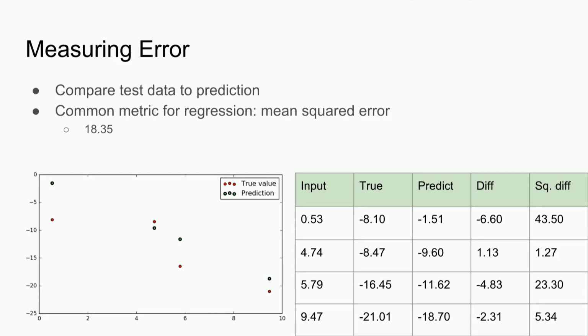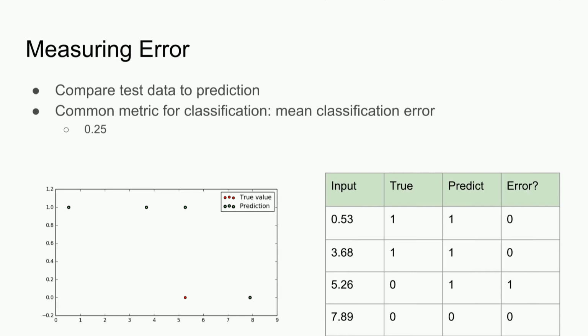One common metric for regression problems is mean squared error. I've drawn a little example up here with some true data and then our predictions. And basically what you do here is you subtract the true value and the predicted value, and then you square that number, and you sum all of that up, and then divide it by the number of points you're predicting for, and we can say, we were off by 18, the metric here is 18.35, and you try to minimize that error when you're comparing models to each other.